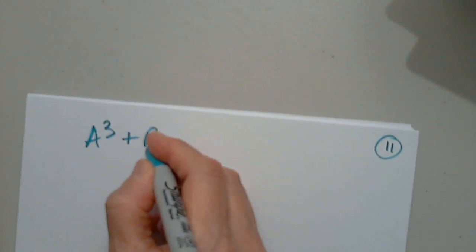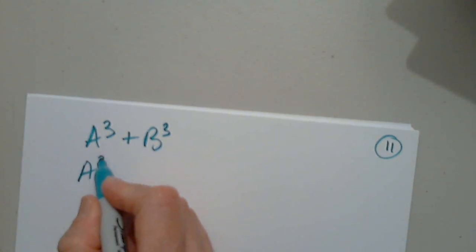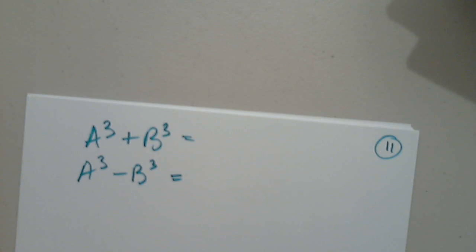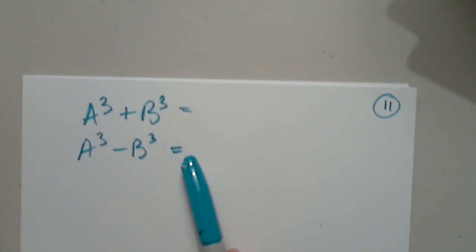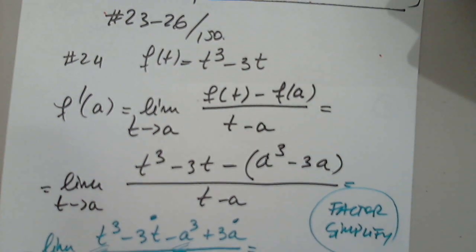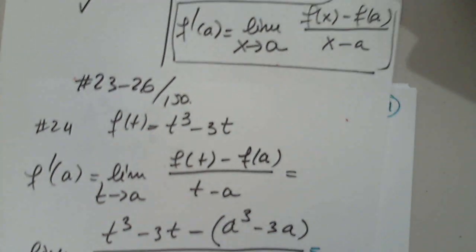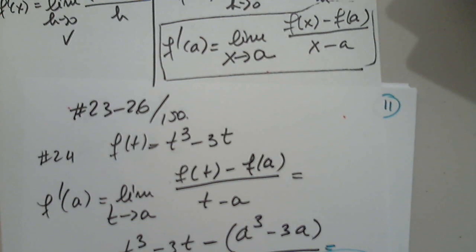Anyone remembers how to factor the difference of cubes or the sum of cubes? A cubed plus b cubed and a cubed minus b cubed. These are very important formulas from algebra. We have to be able to factor these two, because this is exactly what I need to do next. T to the third minus a to the third. So I'm just going to put a triangle or a square so you know we jump over this.